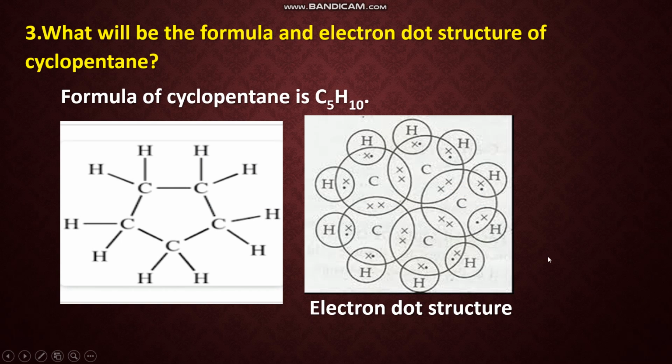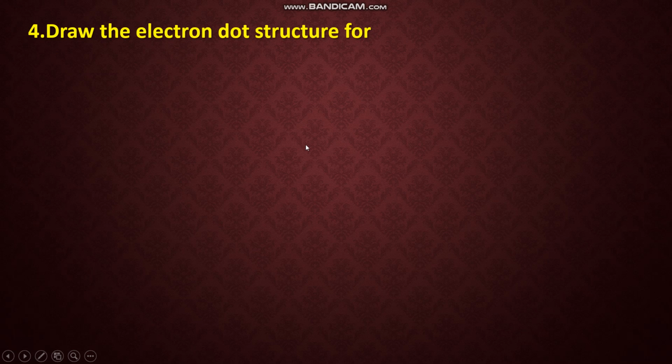Next, draw the electron dot structure for ethanoic acid. So to draw the electron dot structure for ethanoic acid, first we have to draw the structure of ethanoic acid. How to draw the structure of ethanoic acid?